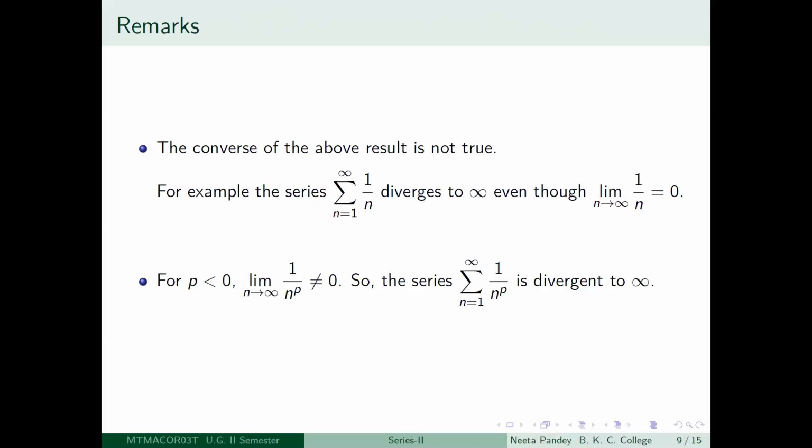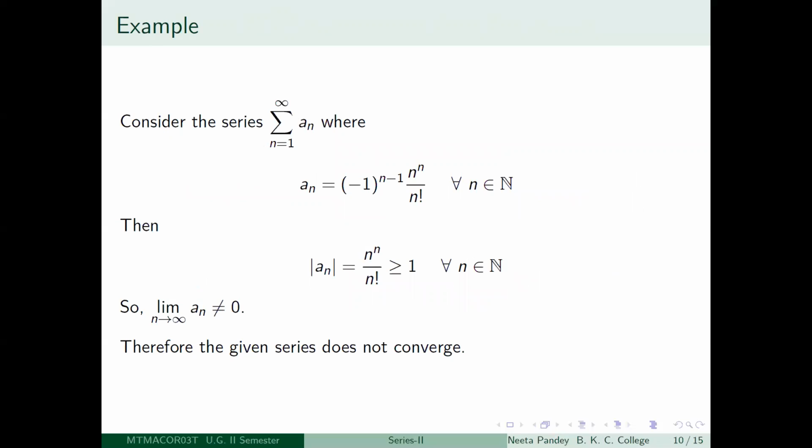So for the p series, you saw in detail using the integral test that it was divergent when 0 less than or equal to p less than or equal to 1, and convergent when p was greater than 1. And in fact, you now see that for the same type of series, it is also divergent to infinity when p is less than 0. So the series summation n equal to 1 to infinity 1 by n to the power p converges only if p is greater than 1. So we will keep this in mind.